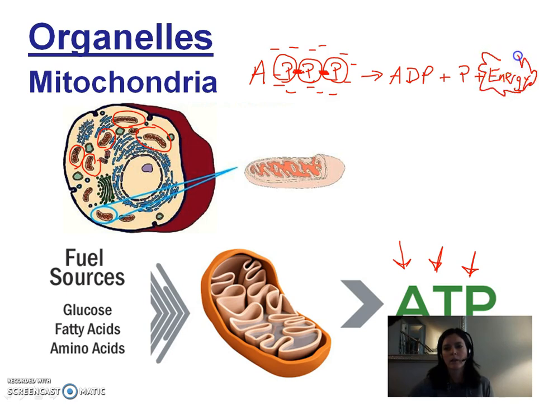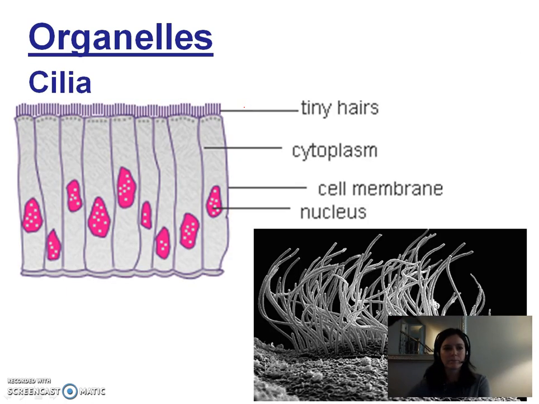And then the cell can use that energy to do work. But in order to do that, we have to first create the ATP so that our cells have access to it. And the mitochondria are the organelles responsible for making ATP.